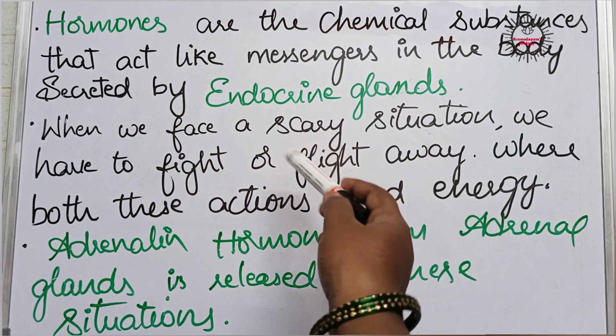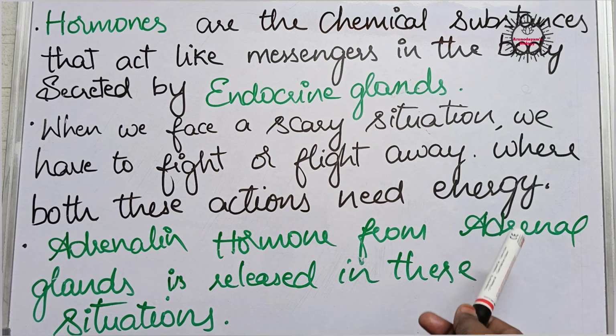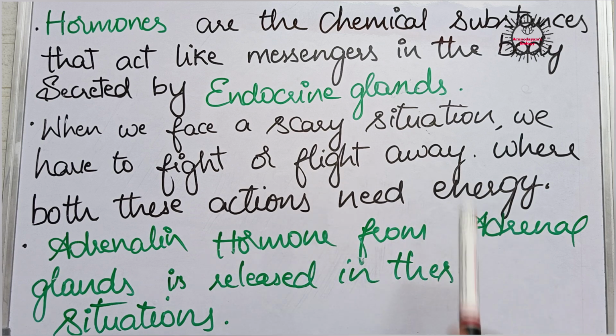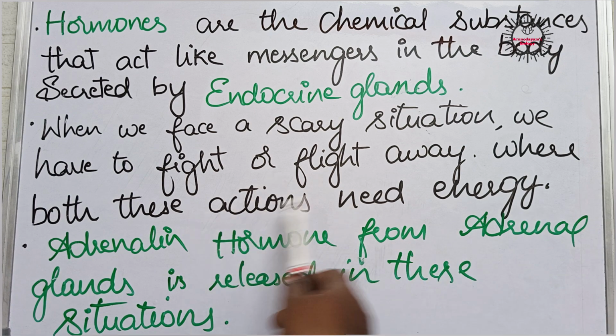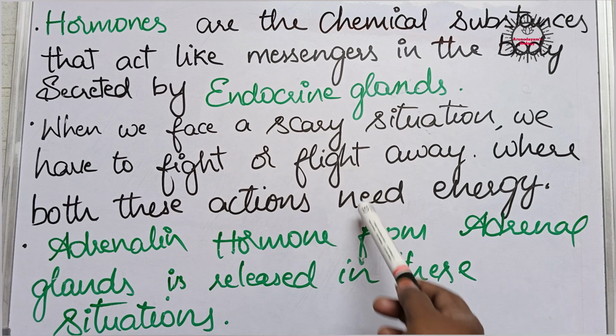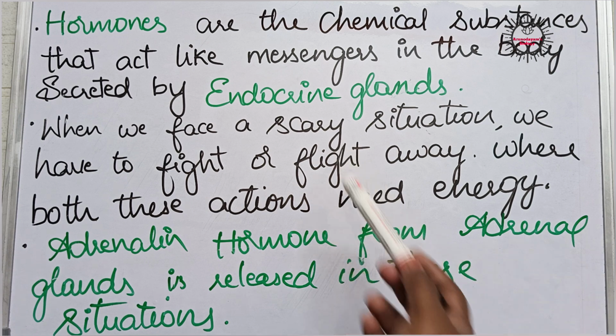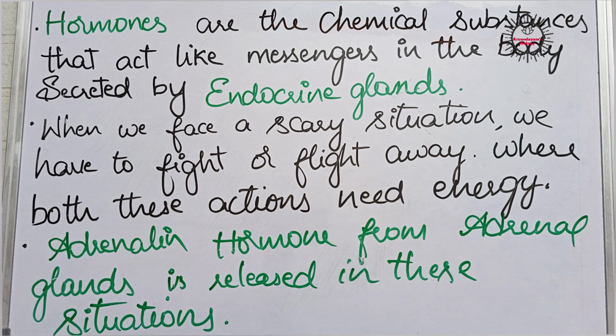Okay, so if we face any scary situation, we have two options: either to fight against it or to flight away from it. Both of these actions are different in nature, isn't it? Both are different in nature, but both of them need a lot of energy. For performing either of these actions, our body needs a lot of energy. So during scary situations, our body produces a hormone called adrenaline.